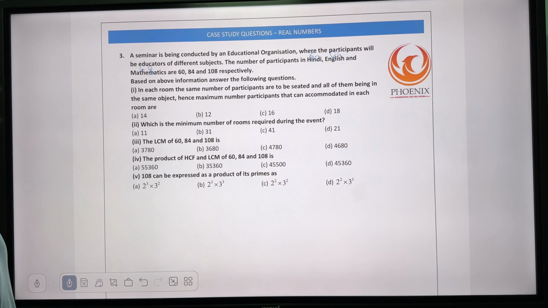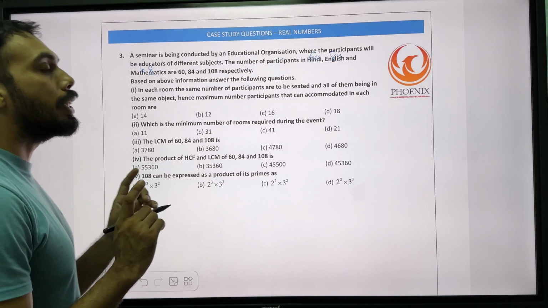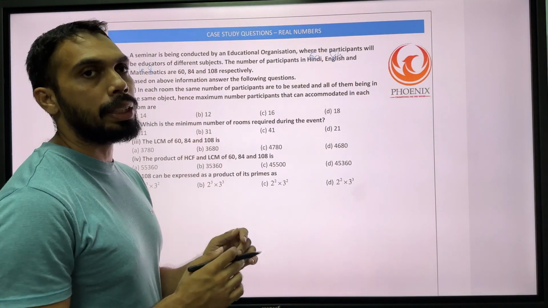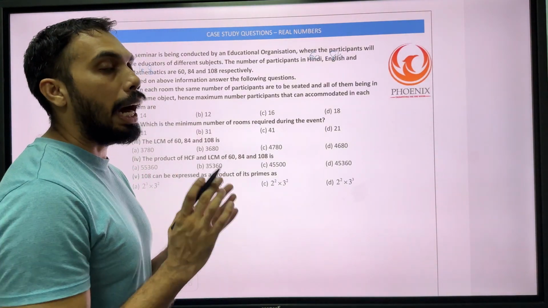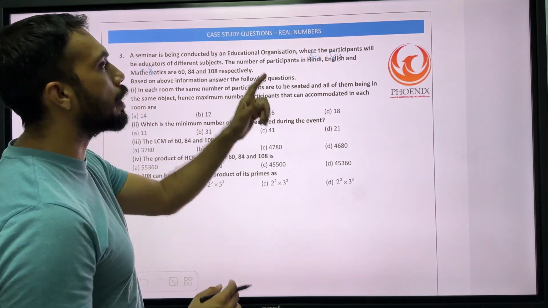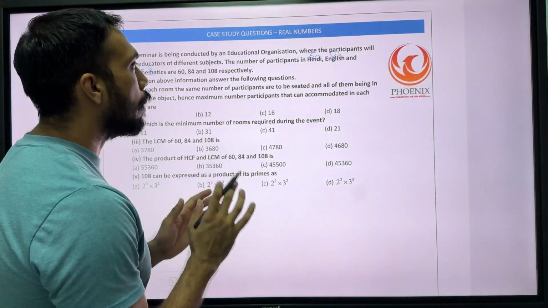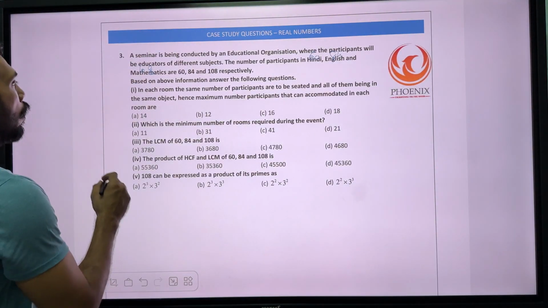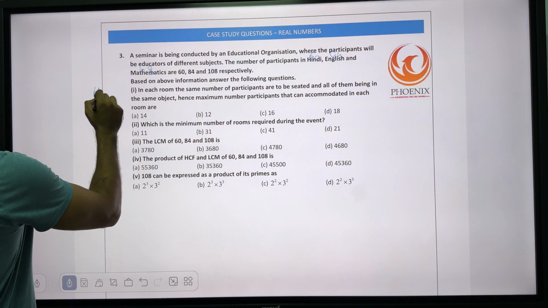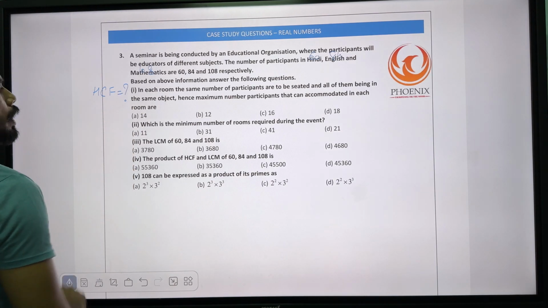In each room the same number of participants are to be seated, that is, the same number. So it's not that you will add more than the available numbers in each room. Okay, the number you have to place will be smaller than these three numbers. So what I am looking for, whenever we expect a smaller number than the given numbers, we are always looking for the HCF of the numbers. Okay, so I am looking for HCF in this particular question.